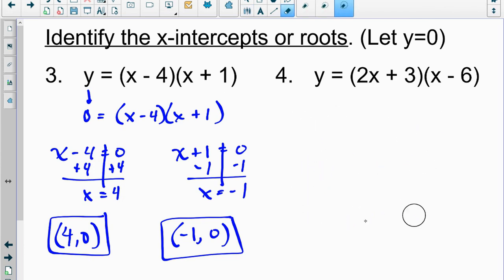Let's take a look at number 4. If I let y equal 0, my equation looks like this.